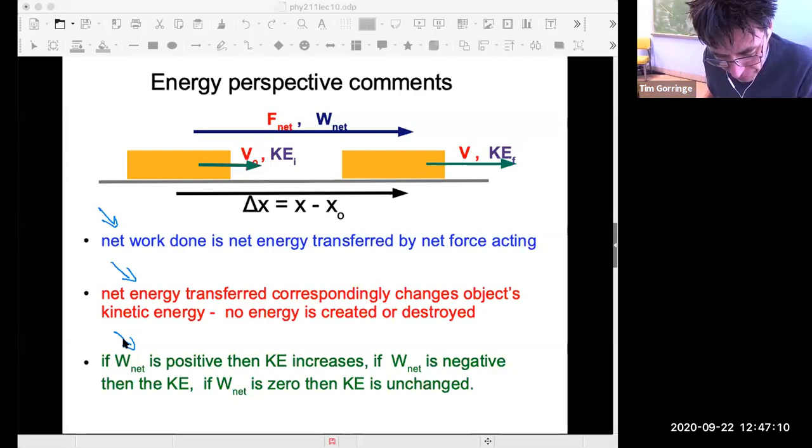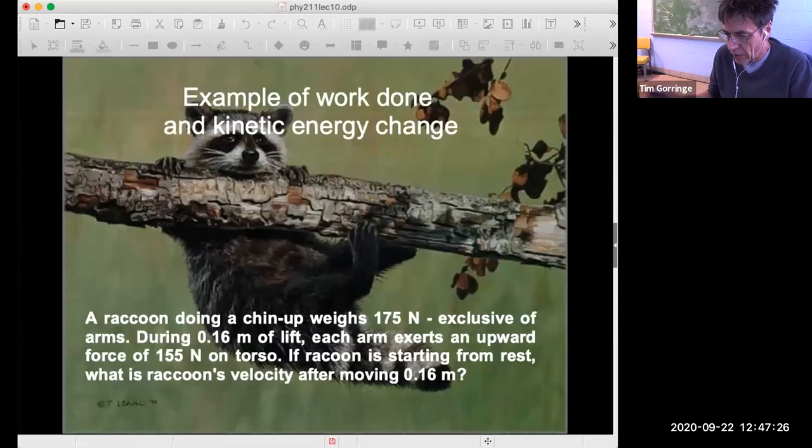Okay, so now I want to apply this energy perspective to a problem. So let me go on to the next slide. Okay, so in this example, we've got an athletic raccoon who's doing a chin-up. It's 40, 50 years since I've been capable of that, but the raccoon is capable of doing a chin-up.